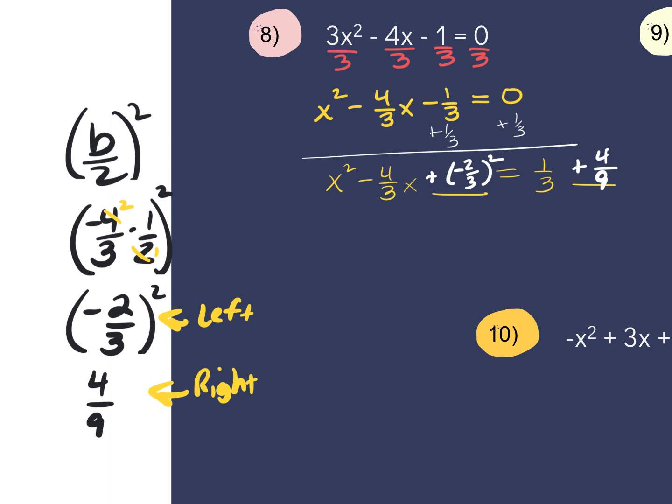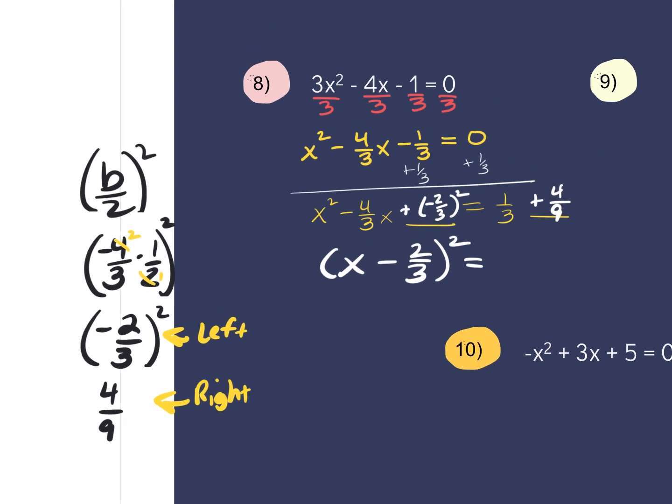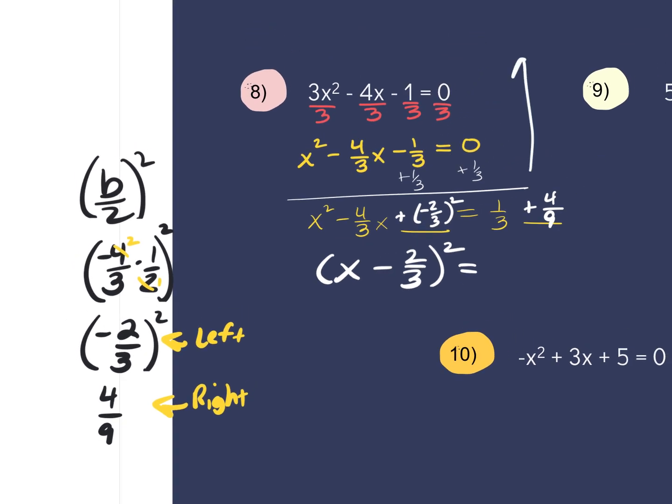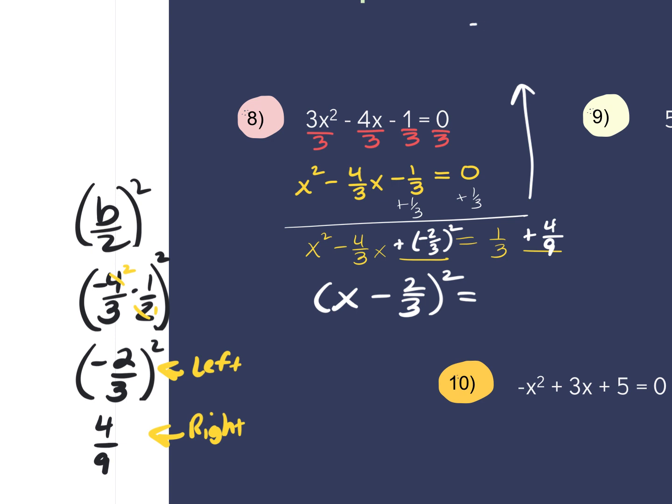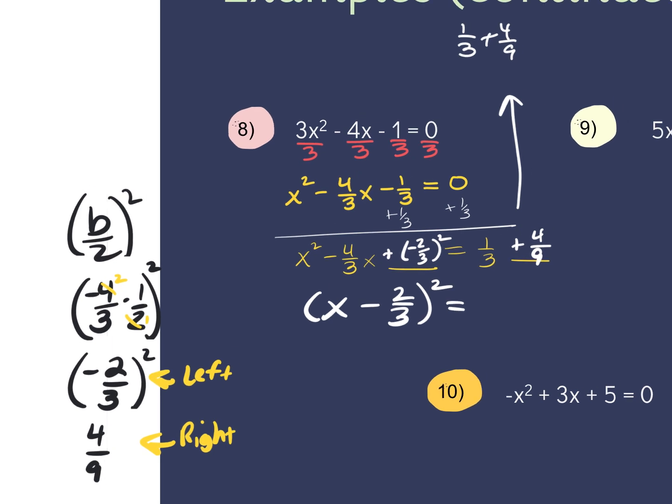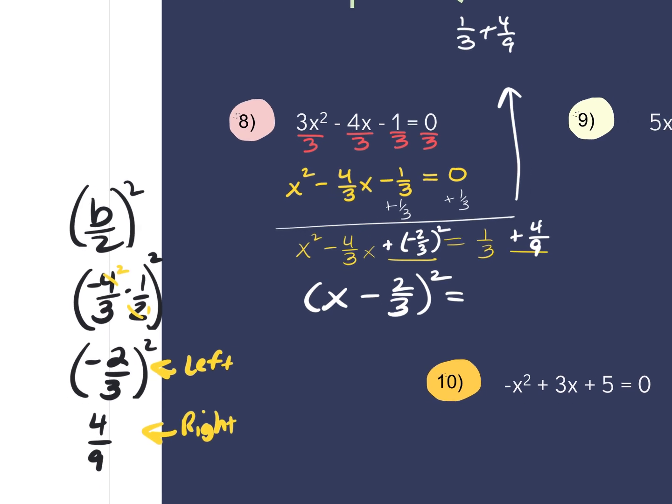Now I have to factor the trinomial, and again, by putting it in as the negative 2/3 squared, that already tells me what it factors to. And then I have to find a common denominator for the 1/3 and the 4/9. So 1/3 plus 4/9. The common denominator here is going to be a 9. So I'm going to change the 1/3 to 3/9, and then add it to the 4/9, and I get 7/9.